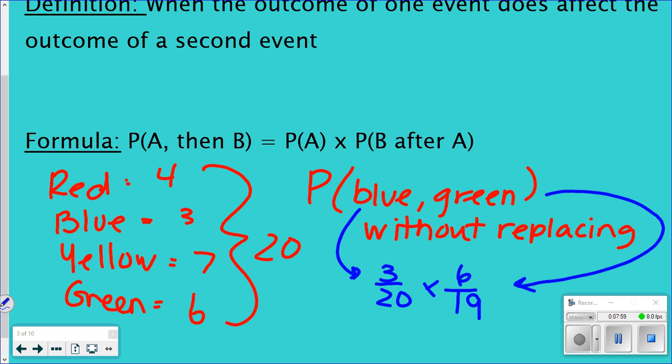So now you got to multiply. You got to multiply across. You can reduce here. You can reduce 6 and 20. You can reduce by 2. So 2 goes into 6 3 times. This would be 10. And then I can multiply across. 3 times 3 would be 9. Be 190. Can I reduce there? I doubt it. So this will be my answer.